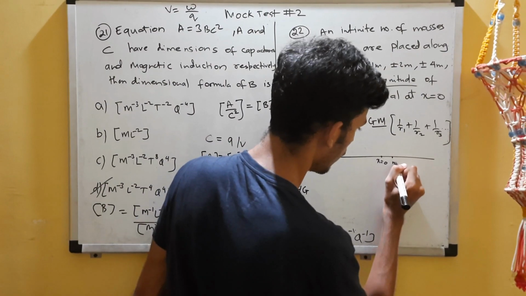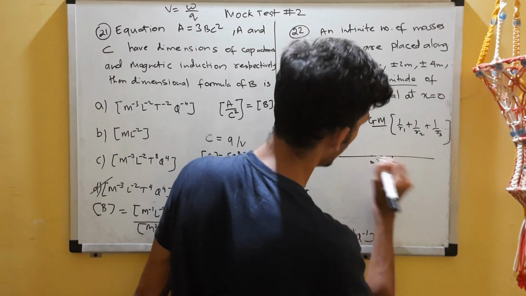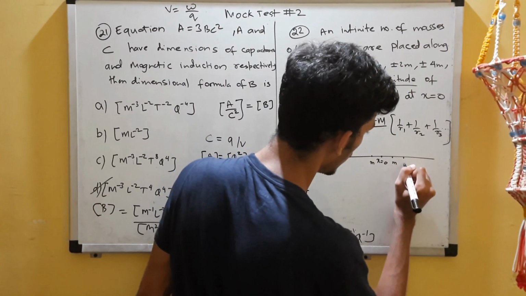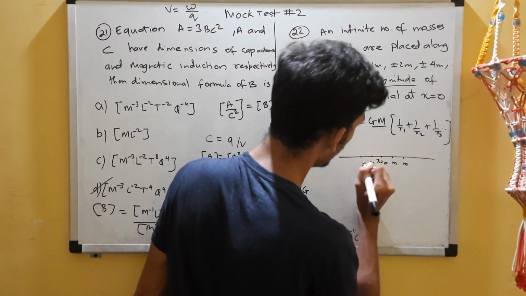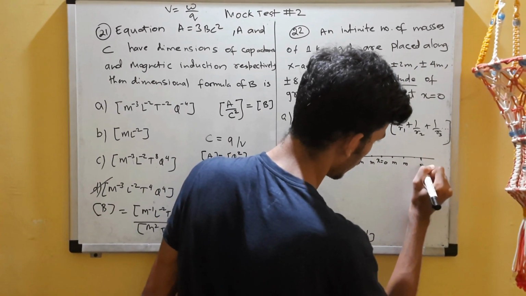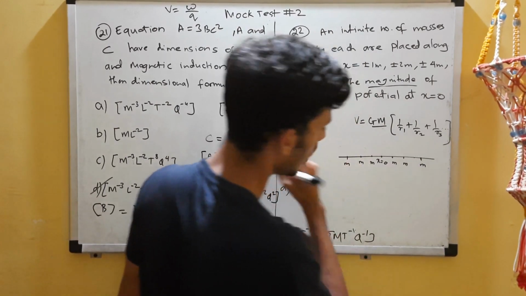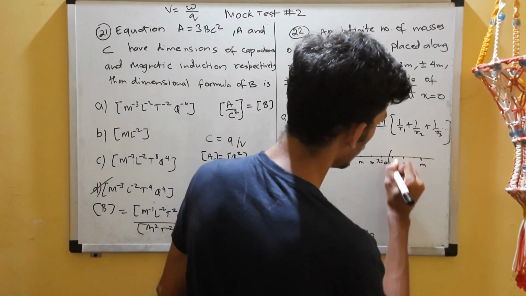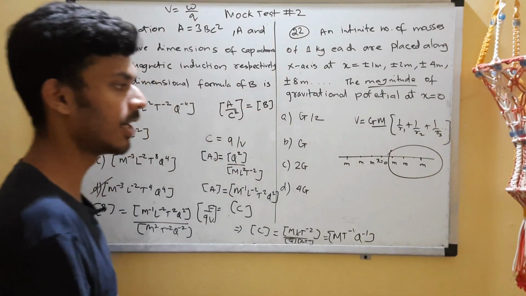We have m over here, m over here, plus and minus 1, and at 2m also we have 2 meters, this stands for meter. Then we have at 4 also, here also. So what we'll do, we'll find the potential due to this part and multiply it by 2.